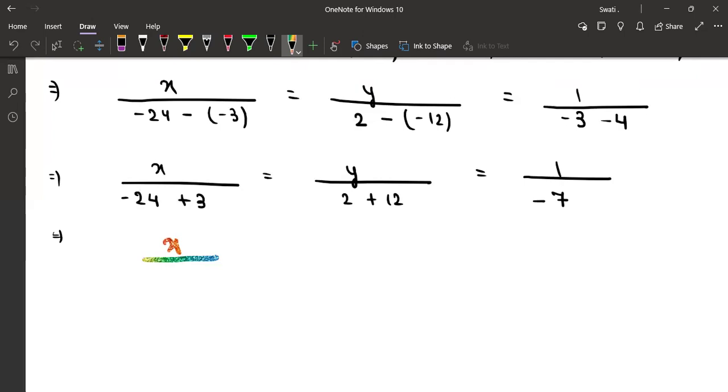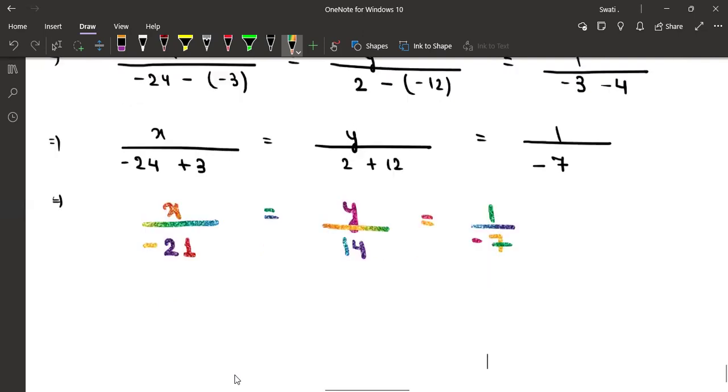-24 plus 3. You can see that you are having different signs, right? So when we have different signs, Manya, we subtract. If you subtract 24 minus 3, will it not be 21? Yes, it's 21. With the sign, what do you think? What sign will come, minus or plus? Minus. Minus, of course, y upon 14 is equal to 1 upon -7, right?